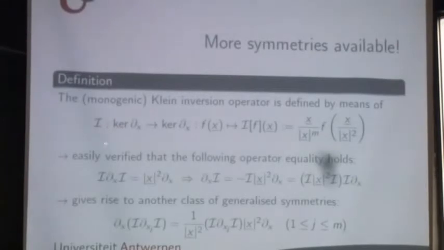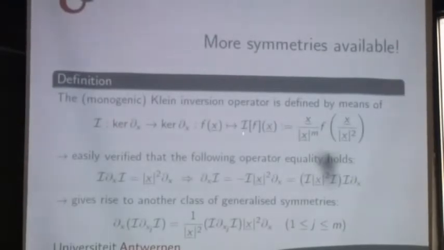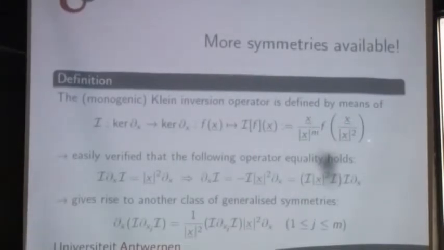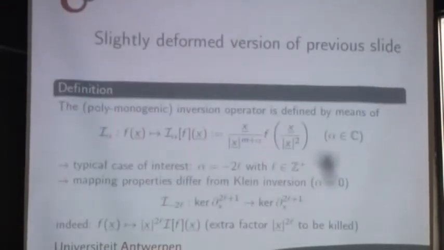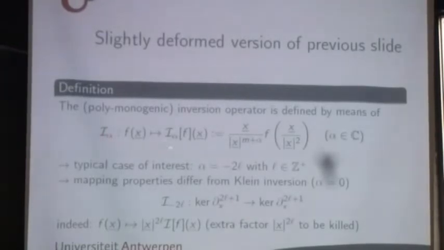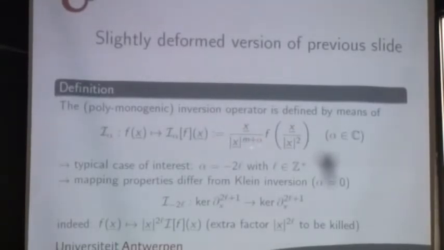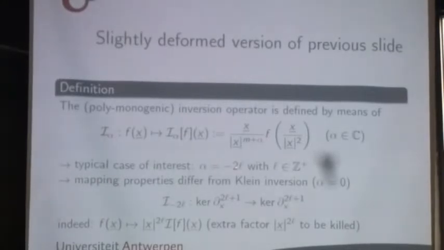Inversion, kernel to kernel, a function, and then you see here a factor divided by a power of the norm, and then x divided by x squared. This slide is similar, but more advanced. The only difference here, which I put in red, is an extra alpha. Where is the extra alpha? It is here. It's the only difference. X over x squared, x over x to the power m, but I put here an extra alpha, a complex number. And the typical case of interest is alpha equal to minus 2L, with L a positive number. So it's minus 2 times a positive number.